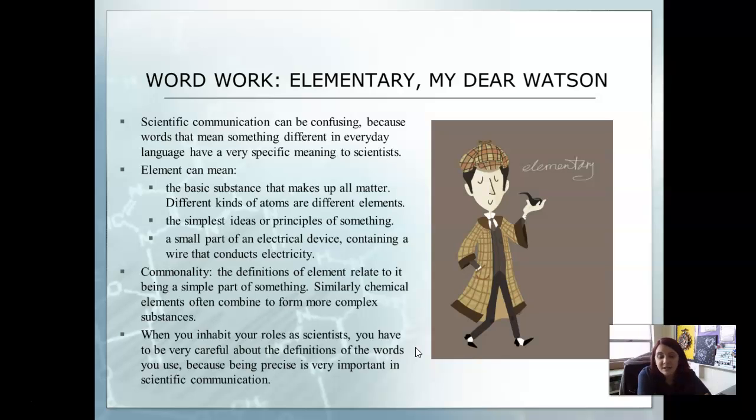The commonality: the definitions of element relate to it being a simple part of something. Similarly, chemical elements often combine to form more complex substances. When you inhabit your role as a scientist, you have to be very careful about the definition of words you use, because being precise is very important in scientific communication.